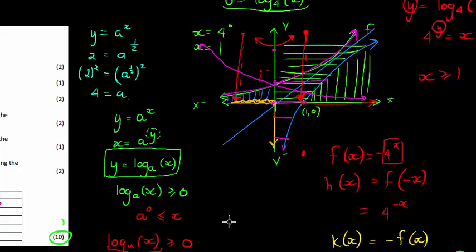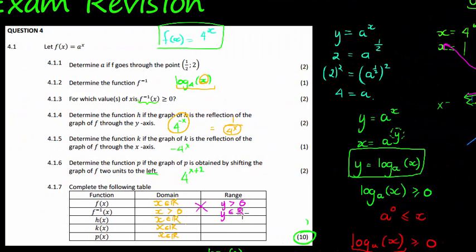Did the range change? No. It's the same range. You see, if it reflected in the x-axis, yes, then it would change. So this one's range must be the same as the original, isn't it? Yes.